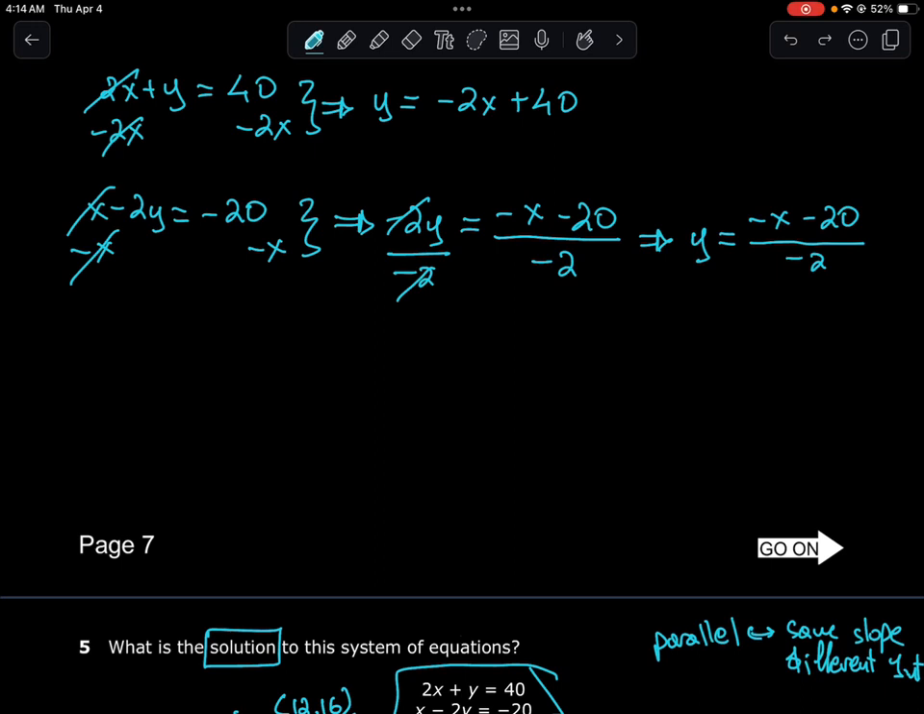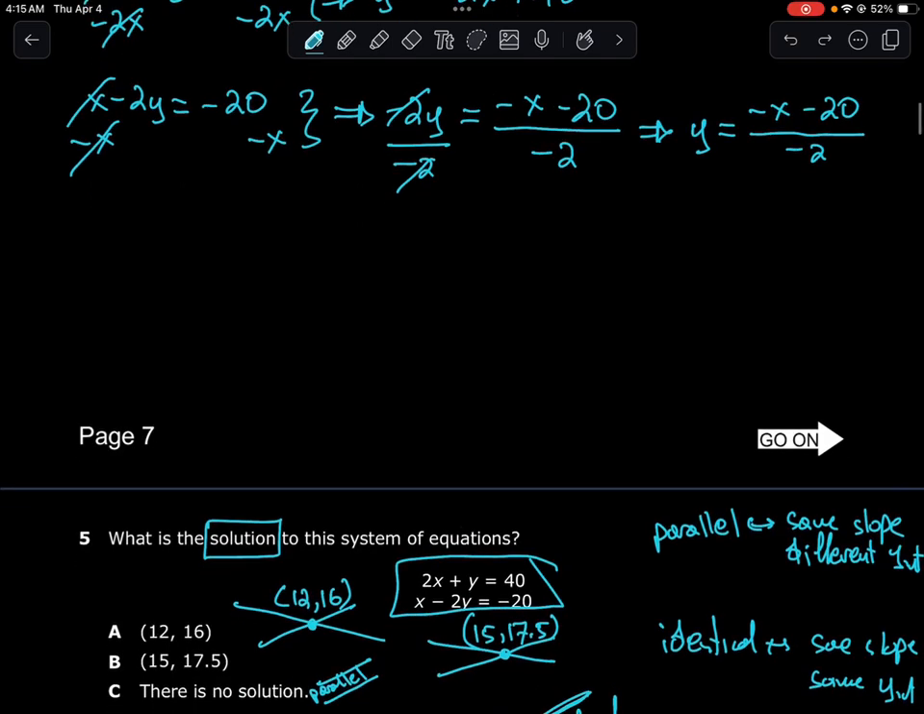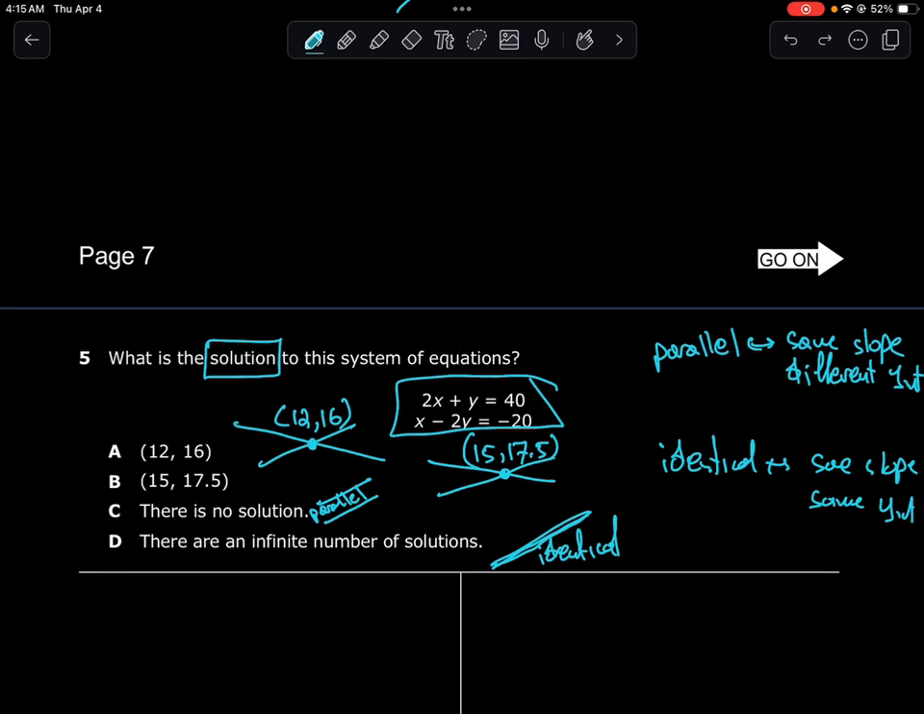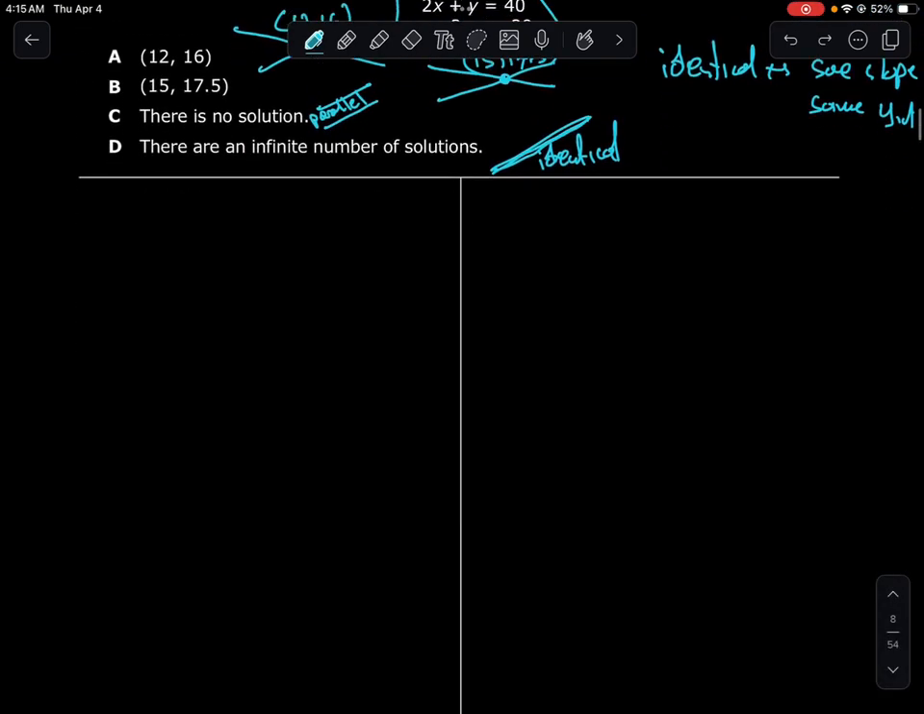Okay, so now that I got the equivalent functions, I'm going to go to the graphing calculator and put those functions and see what the solution is. If it looks like an x, there's going to be one solution. If it looks like parallel lines, it's going to be no solution, and if it looks like one on top of the other, they're going to be identical.